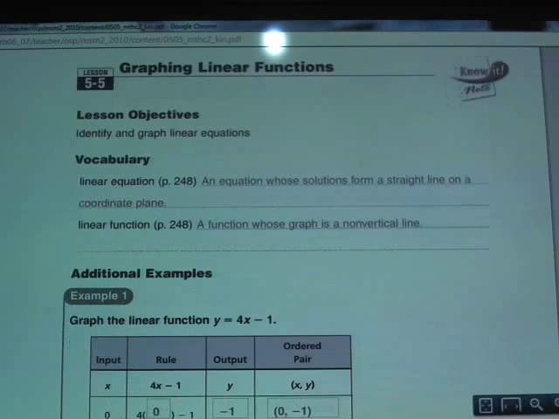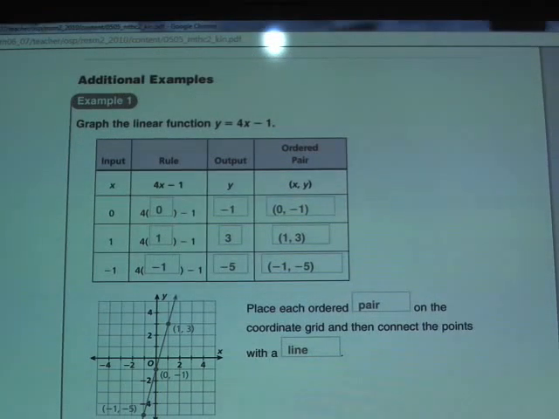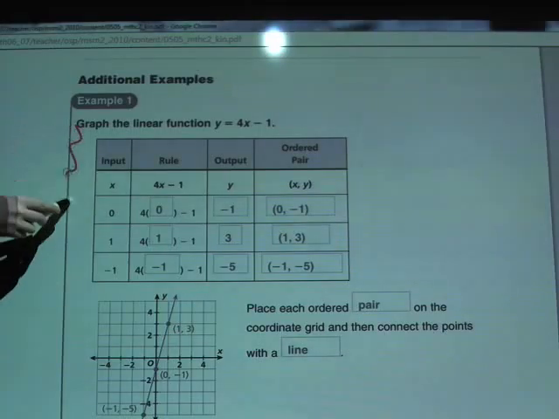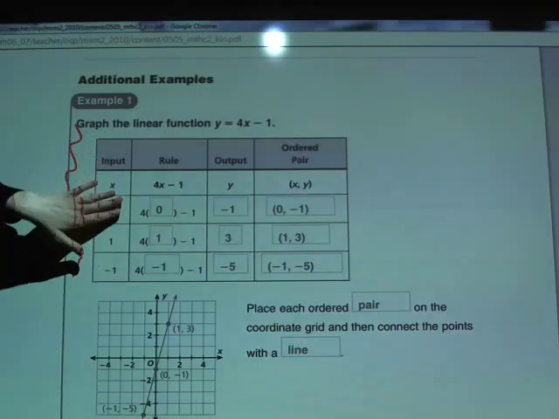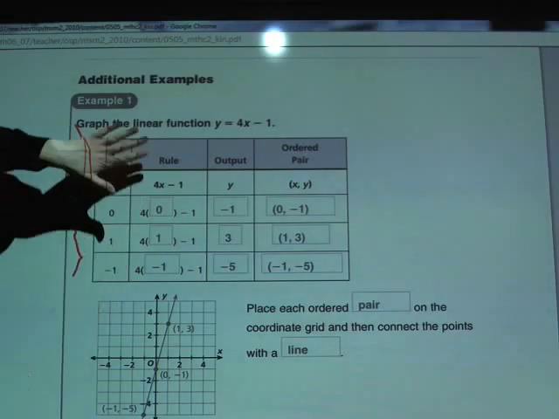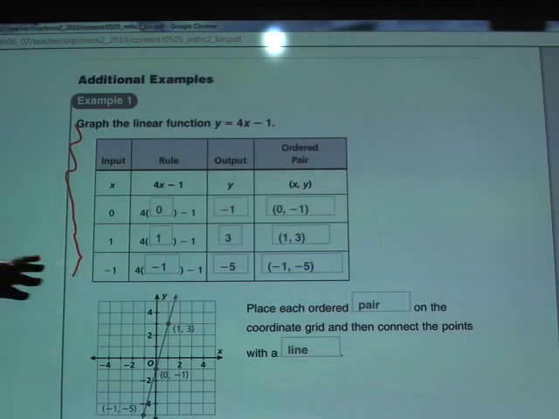All right, let's go ahead and take a look down here. Question number 1. They're asking me to graph the linear function y equals 4x minus 1. The first thing you see here is this table, and that's where we have to start. That's why this is called the table method of graphing, because you have to make a table in order to graph. What you're going to do is choose some x's that you want to input into the function. In this particular question, they happen to choose 0, 1, and negative 1.